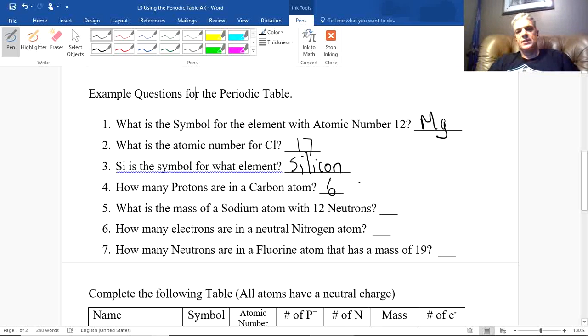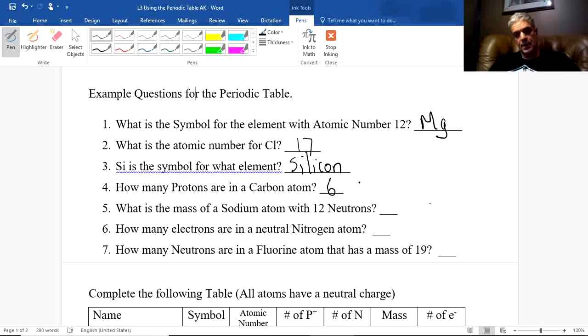You can see how if you're working with this in paper, it'd be nice to have a printed copy of your periodic table, but I don't have that handy in this format, so I'm using this alternate method. And then it is, what is the mass of a sodium atom with 12 neutrons? Oh my goodness, 12 neutrons.